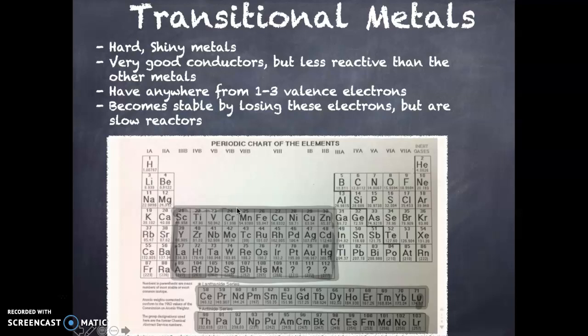The reason we're chunking them is because they can have anywhere from 1 to 3 valence electrons. It all depends upon the environment that they are in and what they are around. However, just like the other metals, they do become stable by losing those valence electrons. Now, we are going to, for the most part, avoid a lot of these elements when it comes to dealing with valence because there is a range and it's not a set pattern.